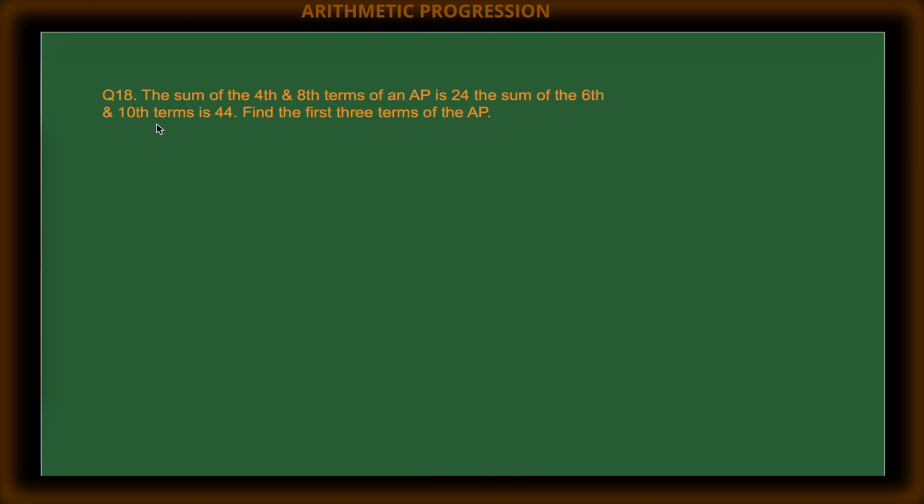Okay, let's read our question. The sum of the 4th and 8th term of an arithmetic progression is 24. The sum of the 6th and 10th term is 44. Find the first 3 terms of the arithmetic progression. Okay, so to find, we need to have what? We need to find A, it's not given, no. D, the difference, it's not given, no. So there is an expression which is given here.